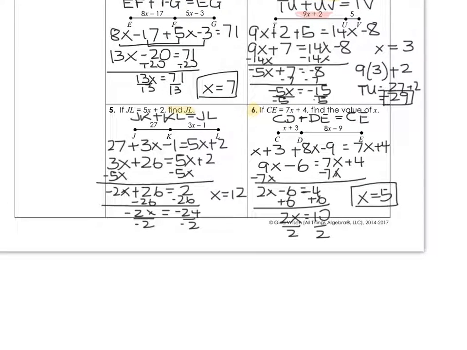JL. And what is the expression for JL? It's up top here. JL, the expression is 5x plus 2. So JL equals 5 times what x is, which was 12, plus 2. 5 times 12 is 60. So JL equals 62.